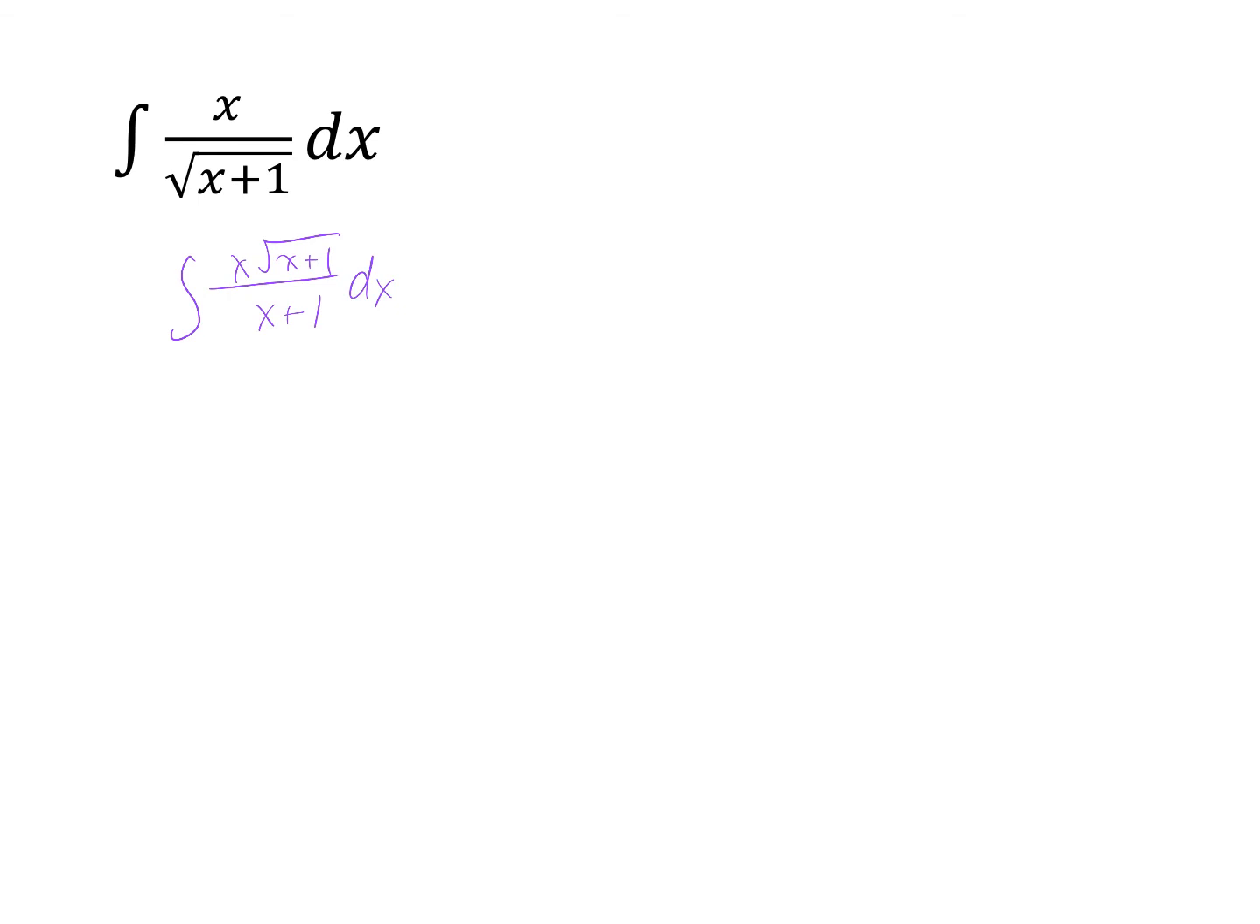x times... No, I guess you could do x times quantity x plus 1 to the negative 1/2, but that's not ideal. We need to make the top so that if we take the derivative of x plus 1, it needs to resolve or equal in that fashion. You guys, let's go ahead and say u is equal to x plus 1. Are we comfortable with that? Yeah. All right.